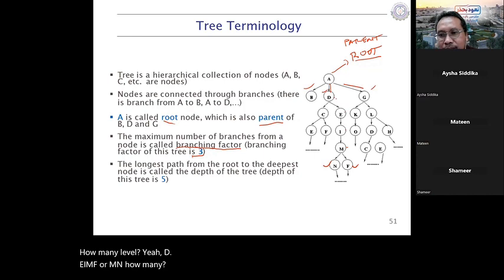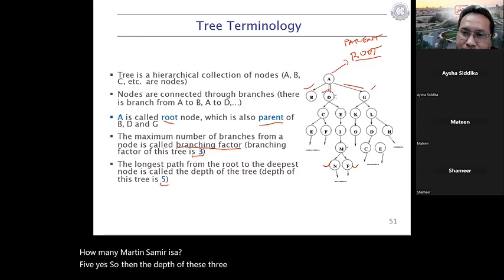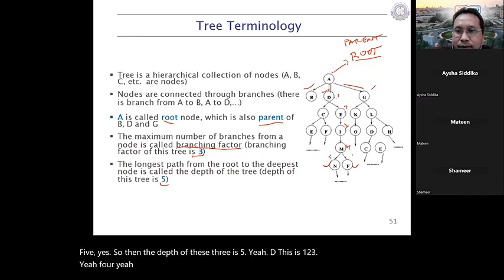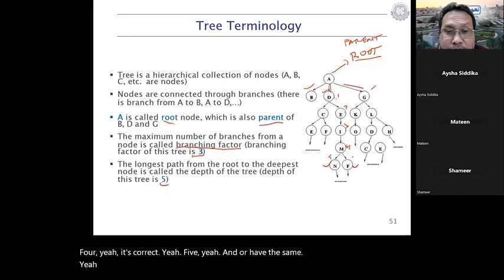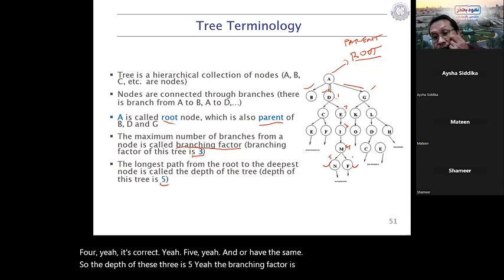How many? Martin, Samir, Aisha? 5. Yes, so the depth of this tree is 5. This is 1, 2, 3, 4, yes, 5. So the depth of this tree is 5. The branching factor is 3 because it has only 3 branches.